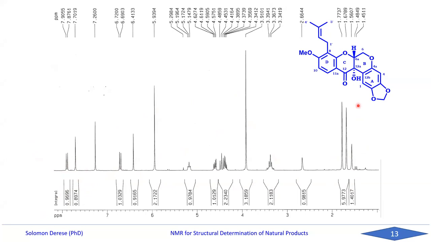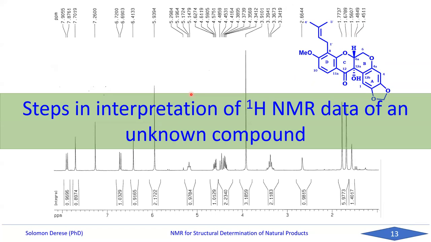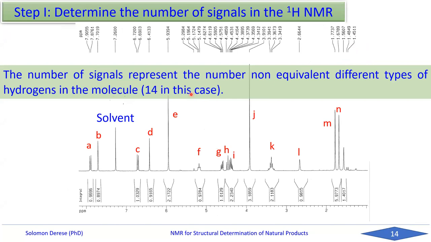You can use these observable properties from the proton NMR to determine the structure of any type of natural product, however complex it is. So what are the steps one can use in interpreting the proton NMR of an unknown compound? The first step is to determine the number of types of protons we have in the molecule. Based on the spectrum, you determine the number of protons in different chemical environments. In this particular case, there were 14 different protons.